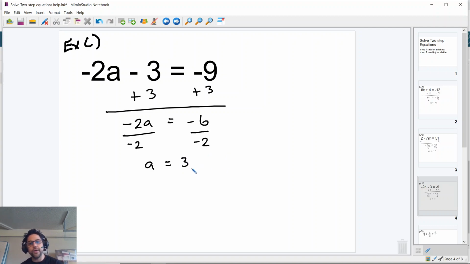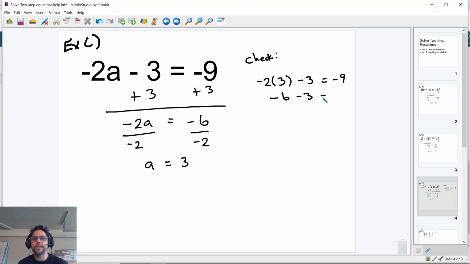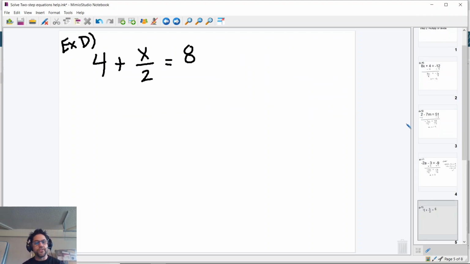And now remember, a great test-taking strategy, especially when you're in high school, is to check your answer. So if you were to check your answer, it would look like this. Negative 2 multiplied by the a value of 3, subtract 3, is equal to negative 9. Negative 2 times 3 is negative 6. Negative 6 subtract 3 gives me negative 9 is equal to negative 9, which is a true statement. So that checks out.